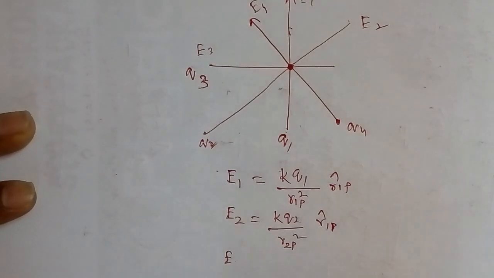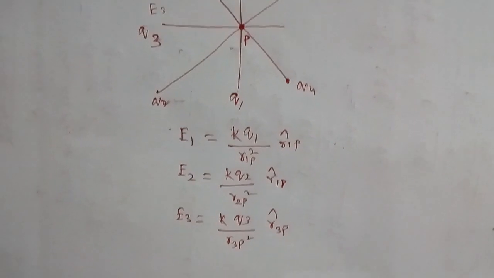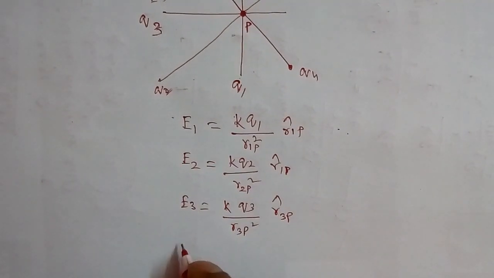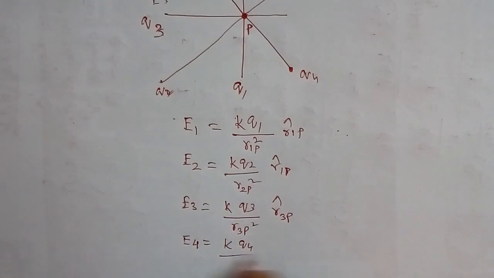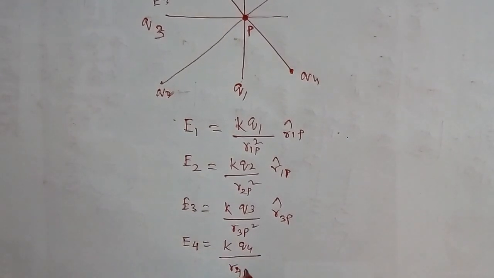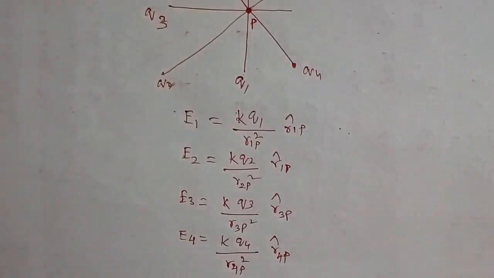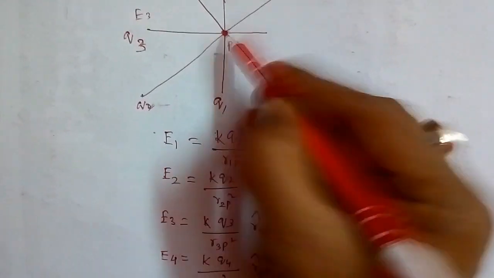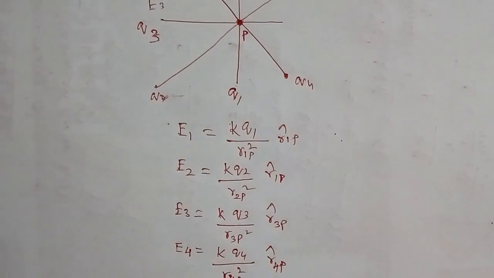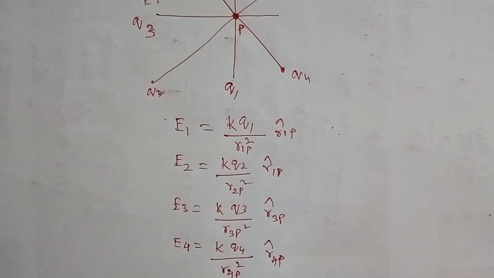Similarly, we can find E3 equals K Q3 by R3P square, unit vector R. Similarly, we can also find the electric field due to the charge Q4, which is given by E4 equals K Q4 by R4P square, unit vector pointing from 4 to P. So here P is nothing but this particular location where the field is acting. Now, using superposition principle, we can add all these four electric fields.